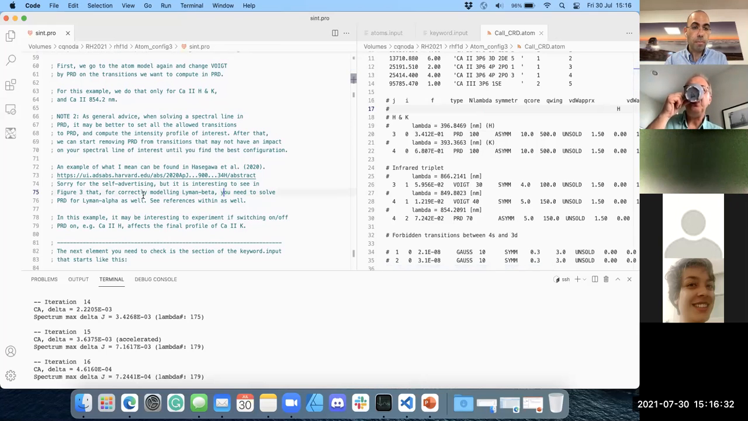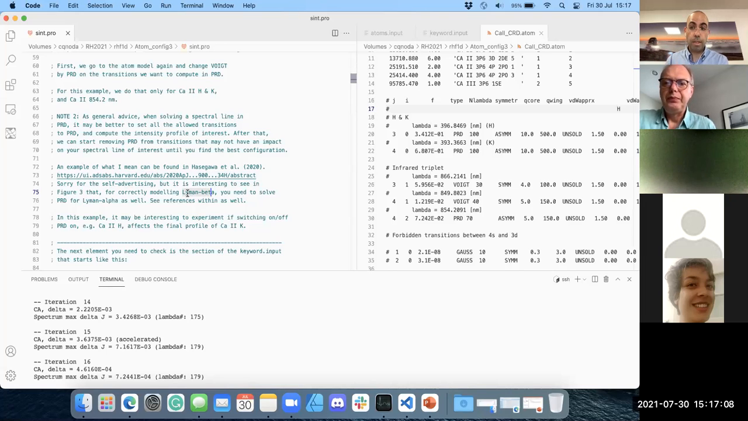I added a bit of self-advertising here. This is a publication, and I added it in the Dropbox folder. Here you can see that in our case, when we were solving Lyman lines, in particular Lyman beta, we did this exercise. We set PRD for all the Lyman transitions and checked if they had an impact on Lyman beta. We realized that Lyman alpha, the dominant transition, has a strong impact on Lyman beta.